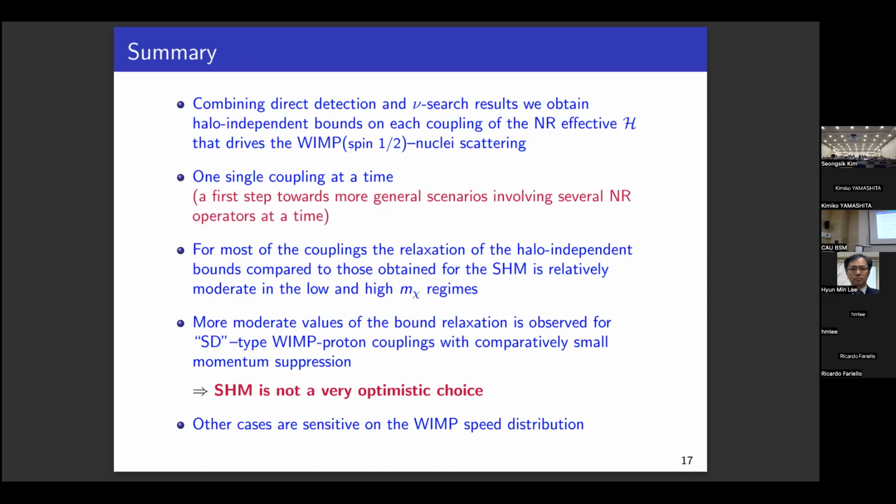For most of the couplings, the degree of relaxation of the halo independent bound compared to those obtained for the standard halo model is relatively moderate for low and high WIMP mass regimes, and this effect is more prominent for spin independent type WIMP-proton coupling, which implies that the standard halo model is not a very optimistic choice. In other cases, the limit can be sensitive to the WIMP speed distribution.